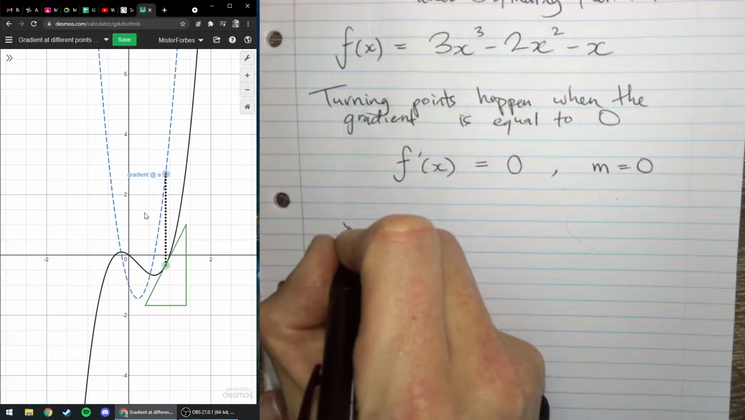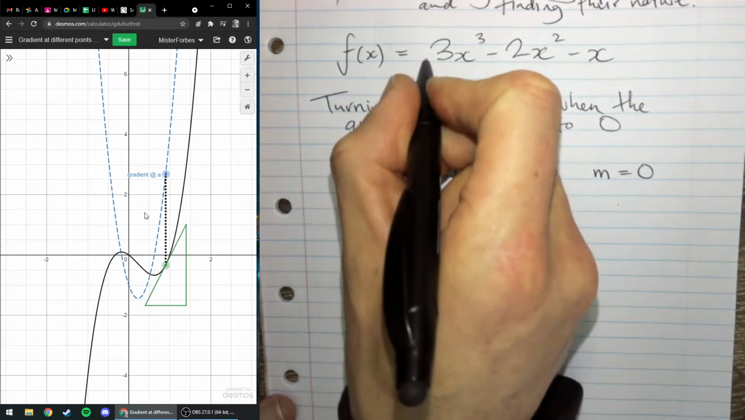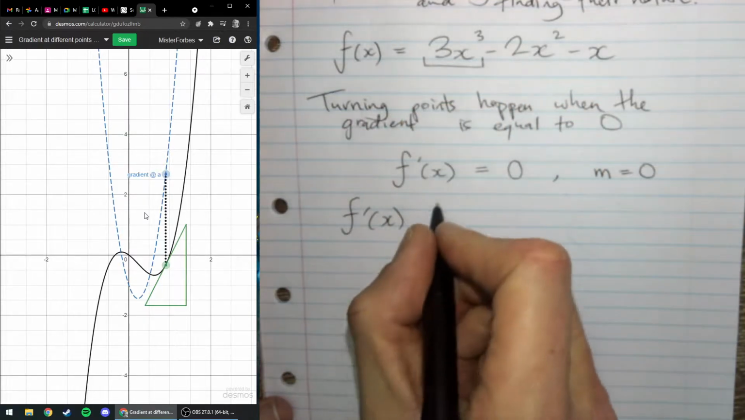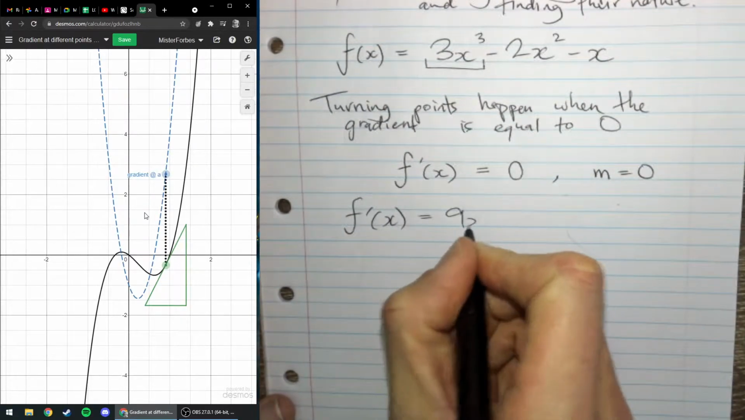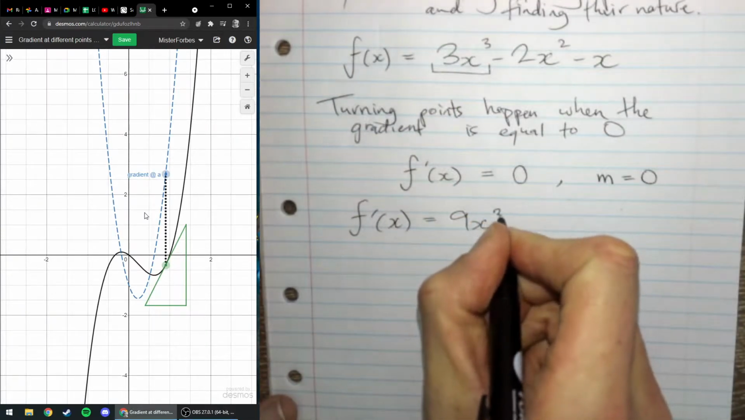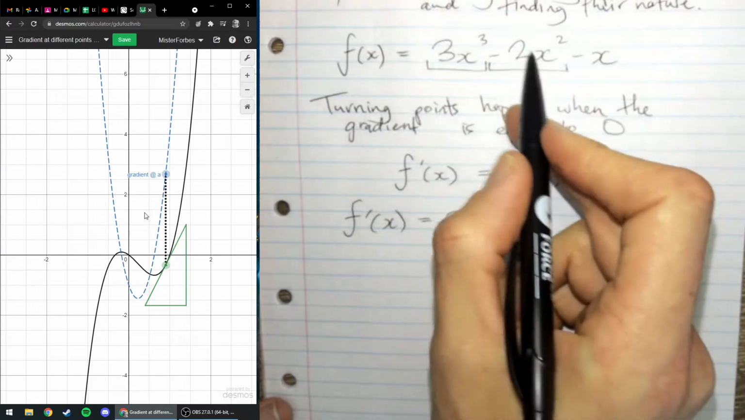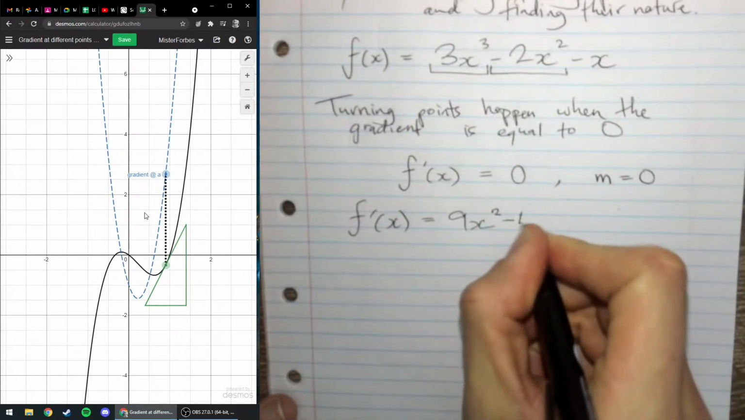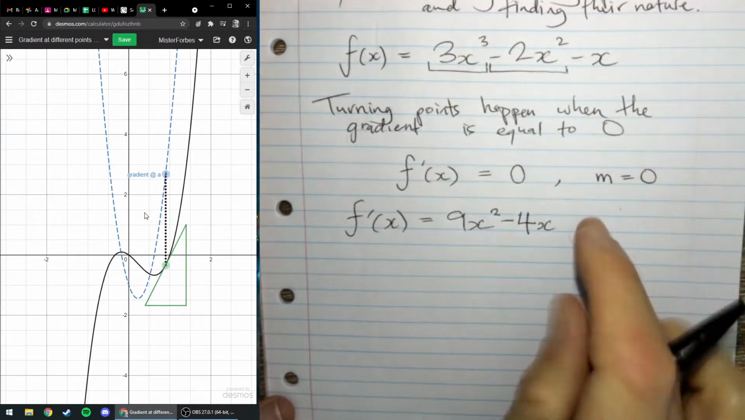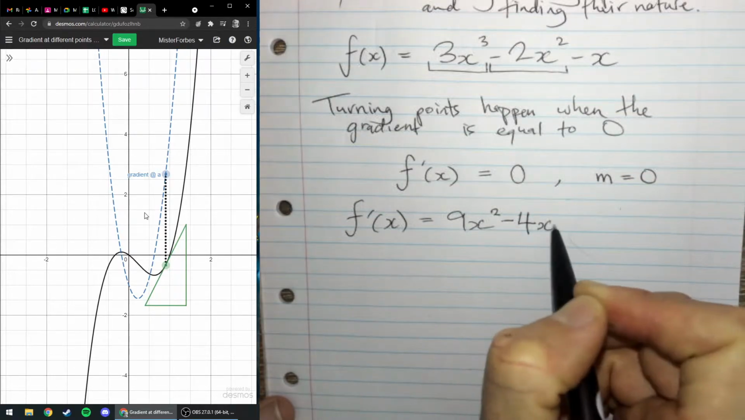Let's find the gradient, or the derivative. So the derivative f dash of x, all we do is we get each bit separately. So I'm going to do this bit first. We multiply by the power. So 3 times 3 is 9. 9x, and then we're going to reduce the power by 1, so 3 minus 1 is 2, and then we're going to deal with this bit next. So the derivative of this, 2 times negative 2 is negative 4, and then we're going to reduce the power by 1, and that's going to be x to the power 1, but we don't write x to the power 1 because we're lazy, we just write minus 4x.